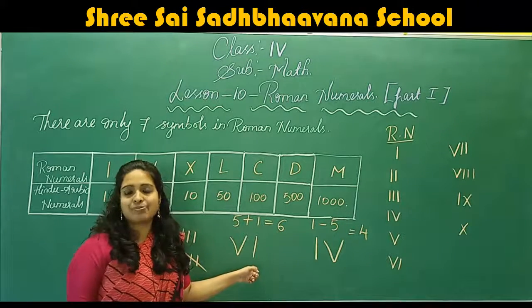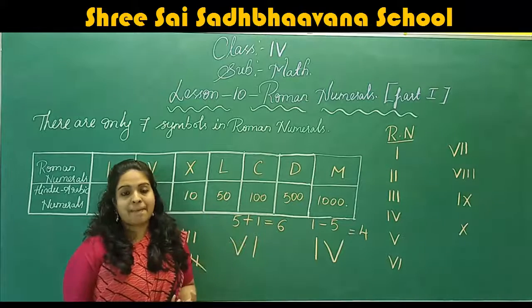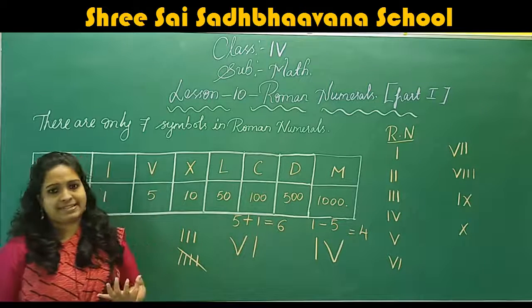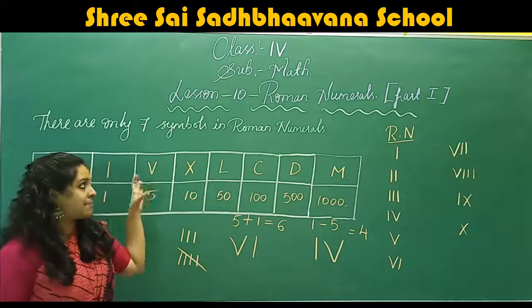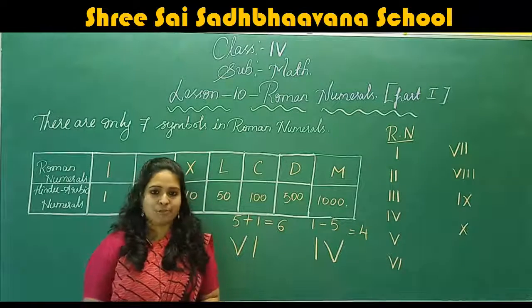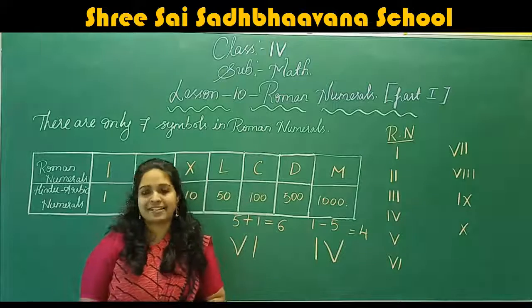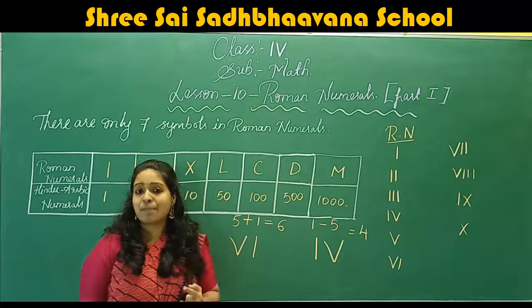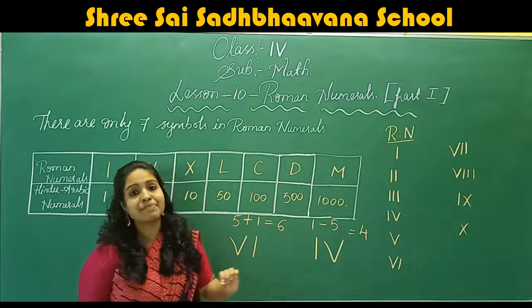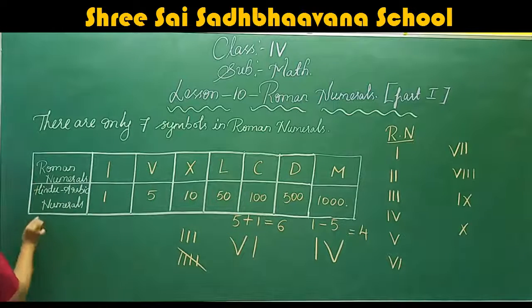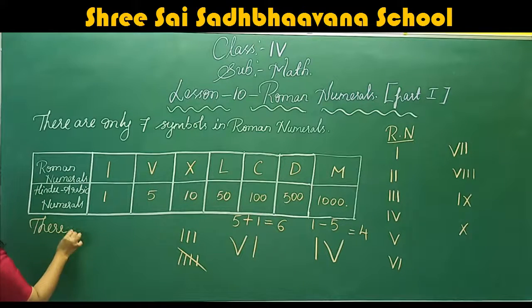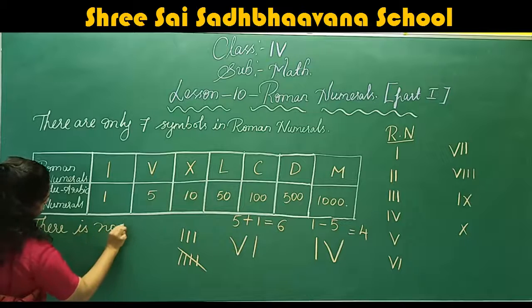Understood, children? In this way, you have to keep it in mind. So what did we discuss now? In Roman numerals there are 7 symbols. How many symbols are there in Roman numerals? 7 symbols. And one more important thing is that there is no symbol for 0.